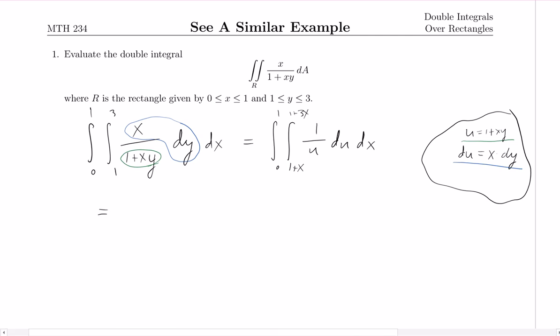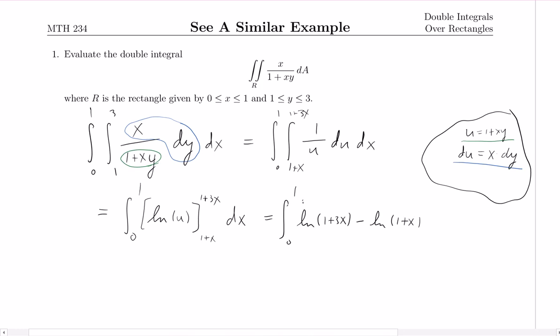Now we do the first integral. Integral of 1 over u is just logarithm of u. We have to evaluate that from 1 plus x to 1 plus 3x. So we get log of 1 plus 3x minus log of 1 plus x. Okay, so we're halfway there. We've done the first integral, now we have to do the second. Now we have to integrate with respect to x.